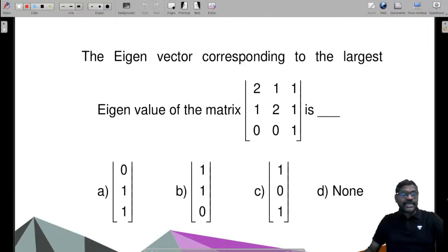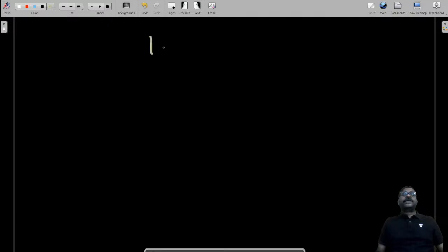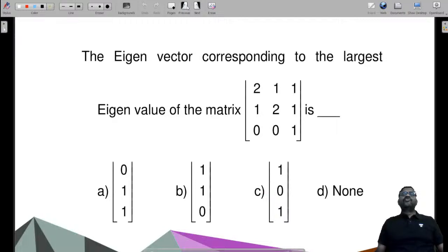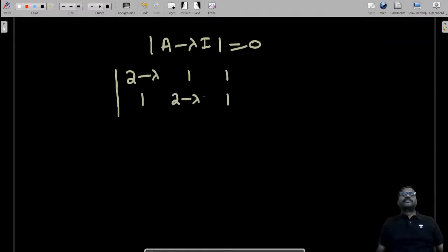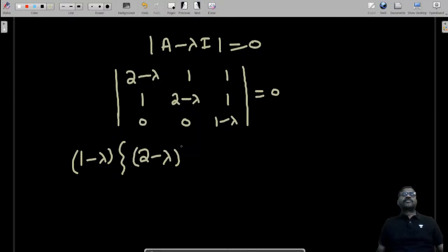Concentrate here. We want the eigenvector corresponding to the largest eigenvalue of the matrix. So first you have to calculate the eigenvalues, then only you can identify which one is largest. First I am going to calculate the eigenvalues of matrix A by writing determinant of A minus lambda equal to 0: 2 minus lambda 1 1, 1 2 minus lambda 1, 0 0 1 minus lambda, equal to 0. Now 1 minus lambda times (2 minus lambda) whole square minus 1 equal to 0.